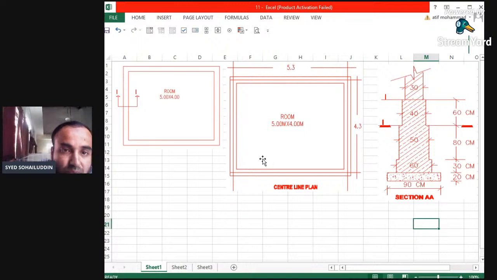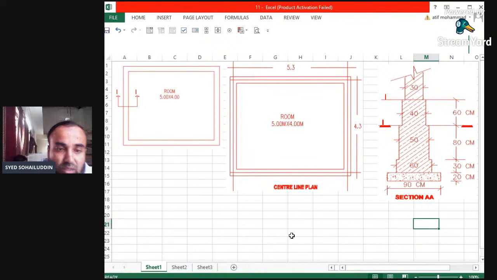So we have already calculated this in this drawing. How to calculate this? I have written here that the center to center distance of the long wall is 5 plus the left side half wall thickness, that is 0.15, plus the right side half wall thickness, that is again 0.15, which equals 5.3 meters. So this is the center to center distance of the long wall.